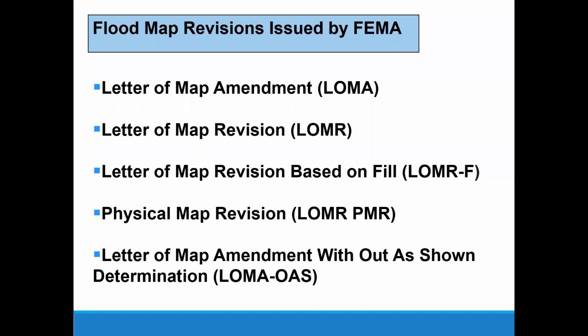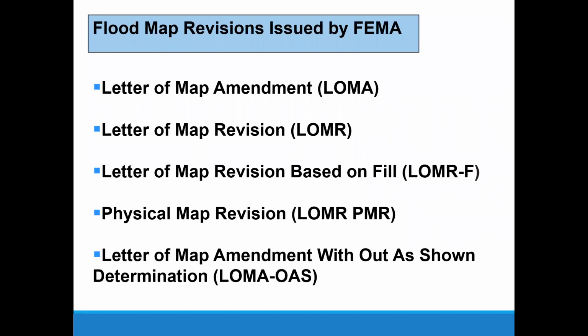So you have the LOMA, which is the most common. So this is a letter that says natural grade, so the natural ground that this property or this structure is on is actually higher ground, and it's actually out of the floodplain. It's to or above the base flood elevation. And so this is, again, the most common. It's common for property owners to apply for this.